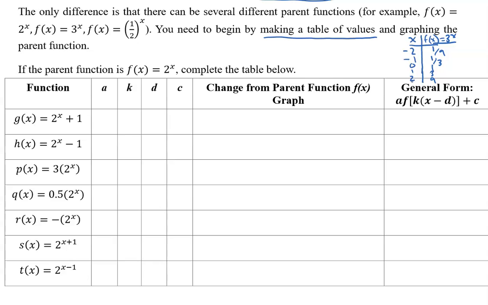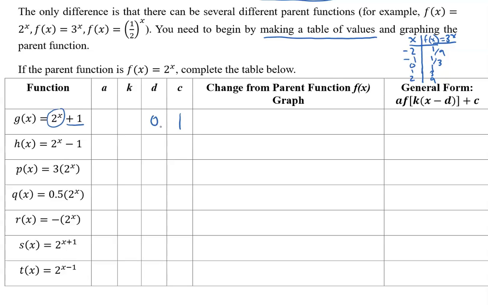All right, so let's see if we can identify the a, k, d, and c values of the following functions, and then write what the description of the parent function change would be. In this first case, we just have 2 to the power of x plus 1. The parent function is y equals 2 to the power of x. The only thing that's changed is that plus 1, which is the c value. The d value is 0.